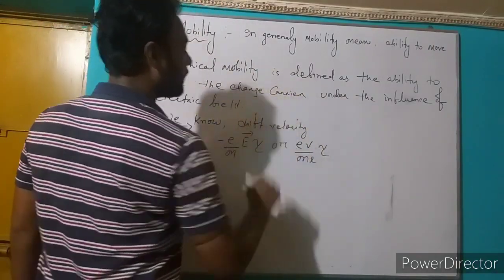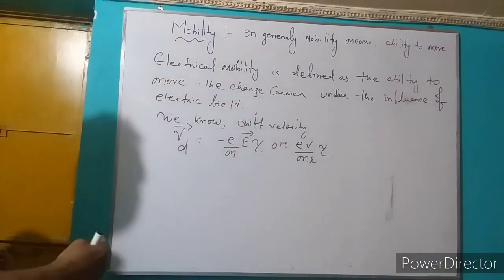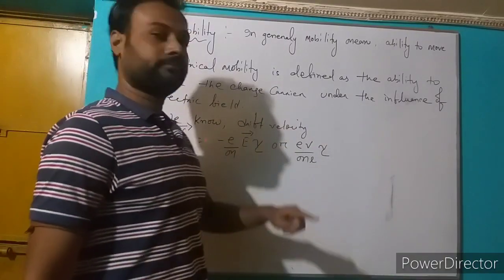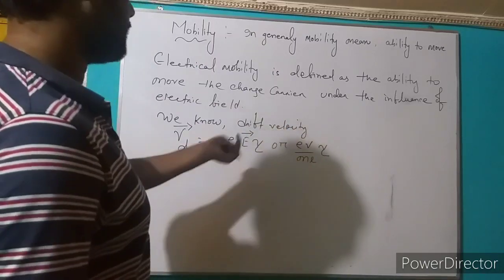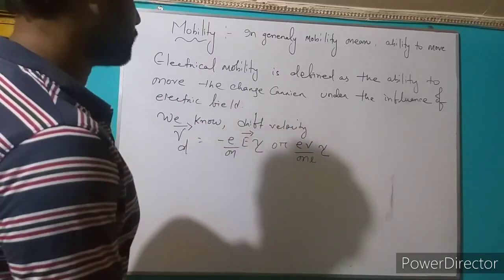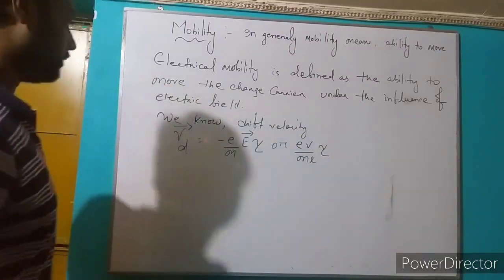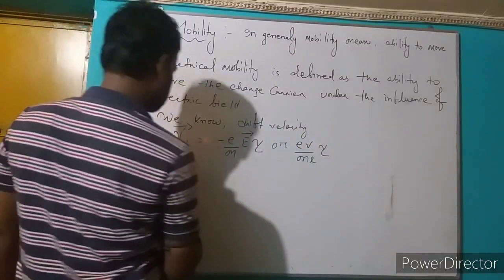That means E equal to V by L is here. So E is the negative gradient of potential. That's why if you put the value minus V by L, then the minus signs cancel out. So E V by ml into tau is here. Clear?